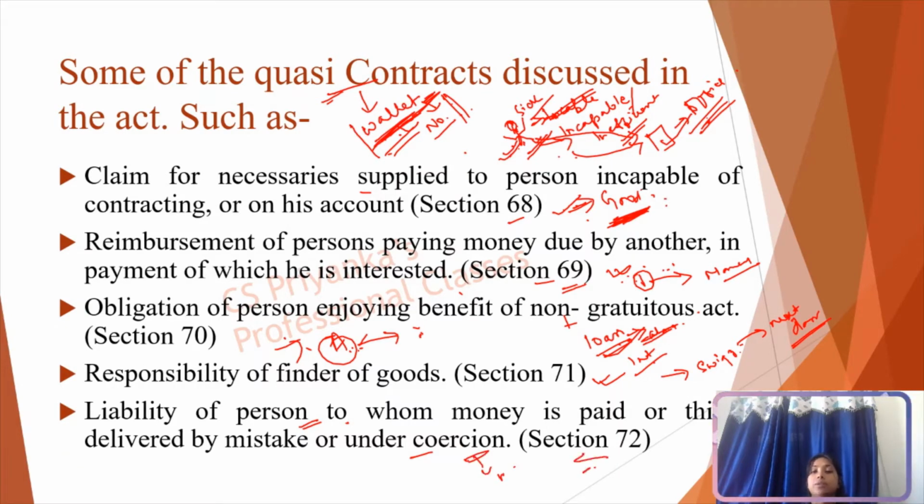So that is section 72. If you read nicely, it will be clear to you that sections 68 to 72 tell you the liability or responsibility of a person when he is not supposed to get the actual things but is getting them by mistake, or no actual contract or agreement is there, but some responsibilities come on him due to some situation. So what he should do, that is quasi contract.